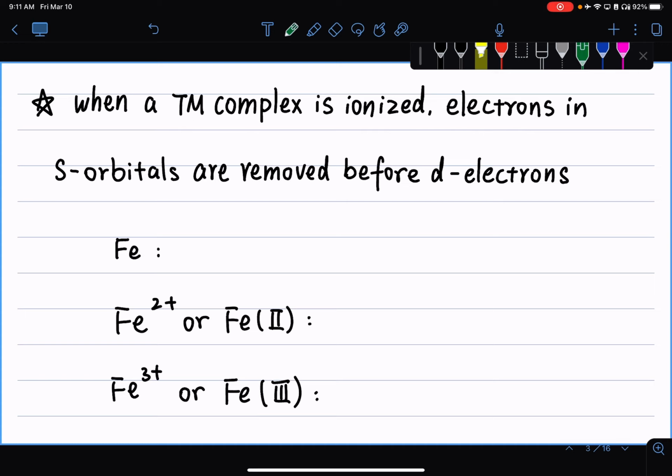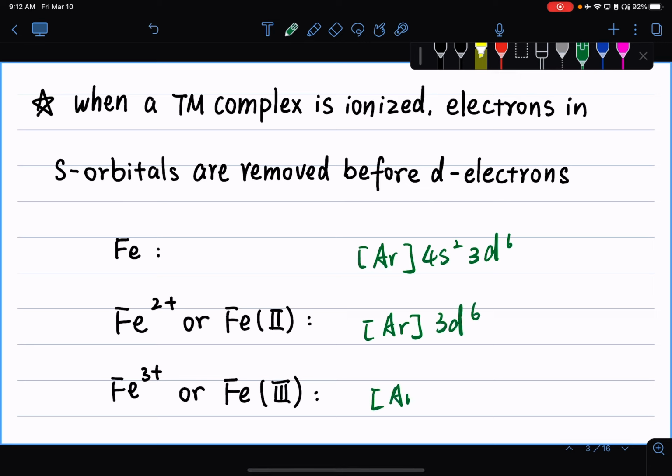If we have a neutral iron atom, the electron configuration is argon, and then 4s2, 3d6. Did I do that correct? Yeah. But when we're taking electrons from the neutral iron, we're taking it from the 4s first. So iron 2+ will be argon 3d6. Iron 3+ will be argon 3d5.